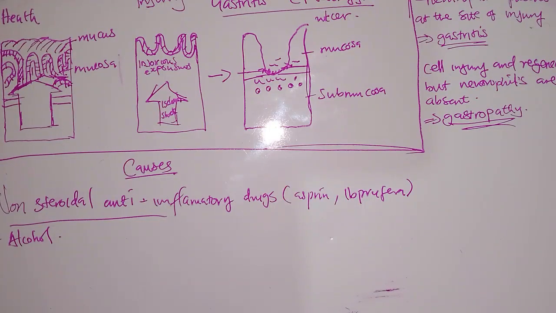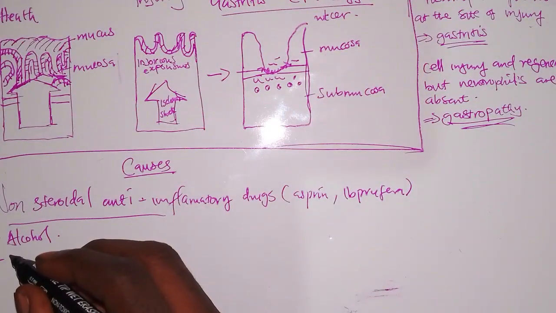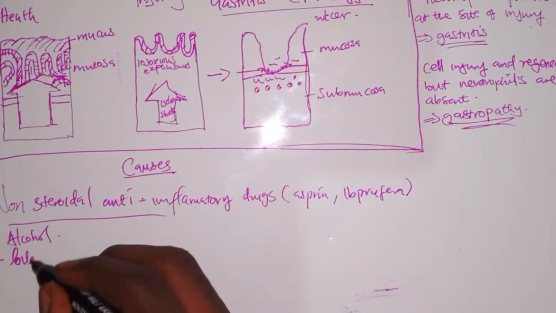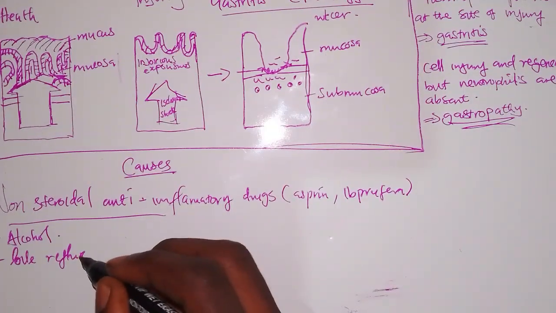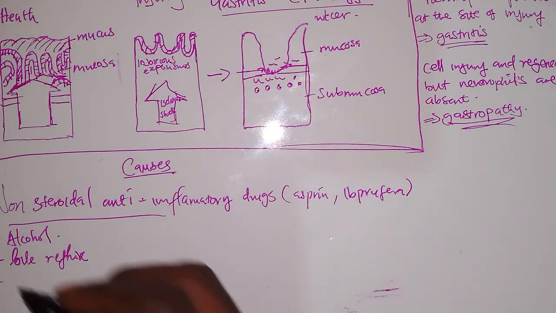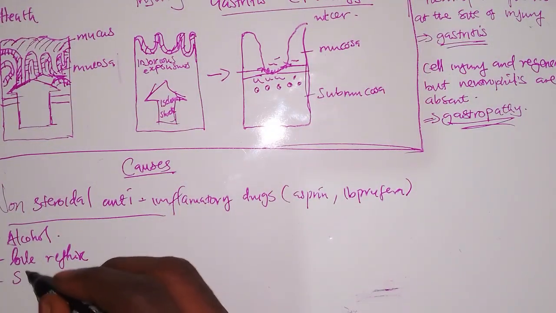Then also reflux: whenever bile goes into the stomach, it can also cause gastritis. Then also injury and trauma. You have been in an accident or you have bent your body, that can also cause ulcers. So we have written three causes. We have reflux, which can also cause gastritis. And we also have stress-induced injury.